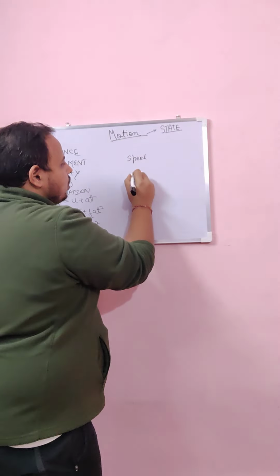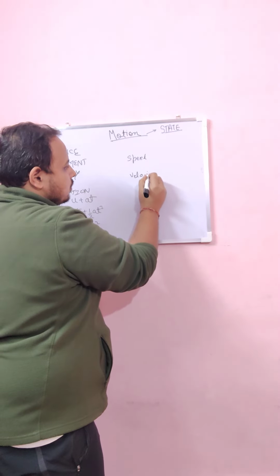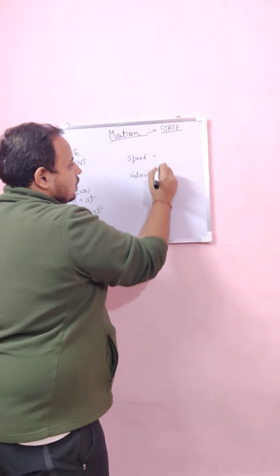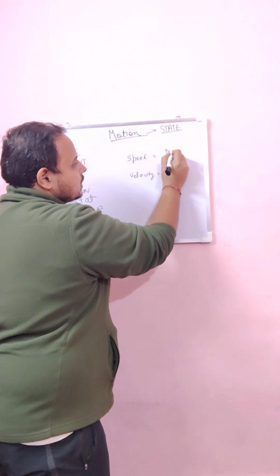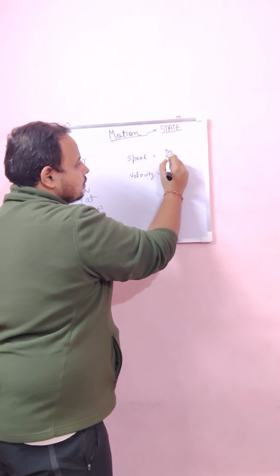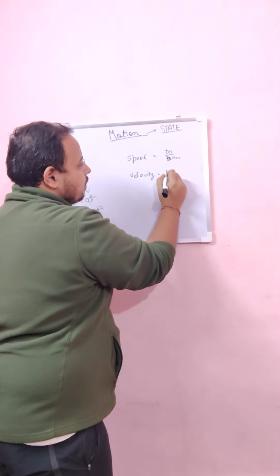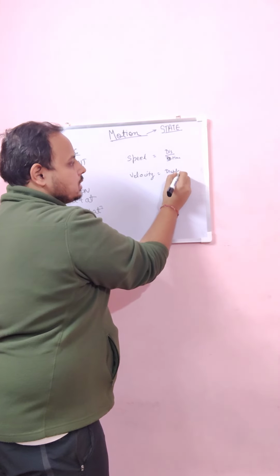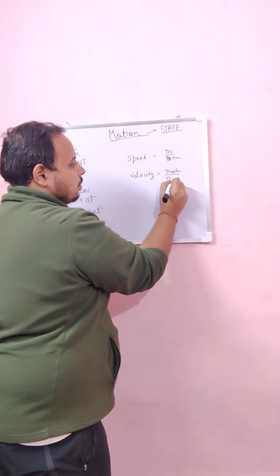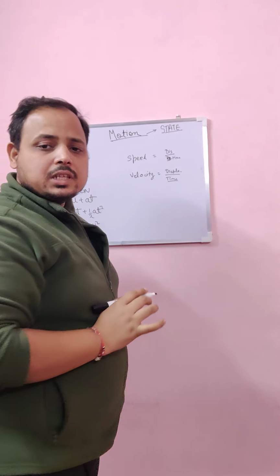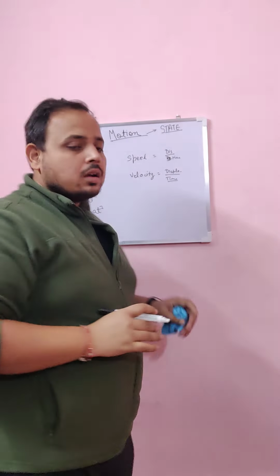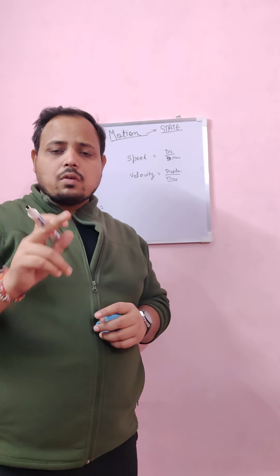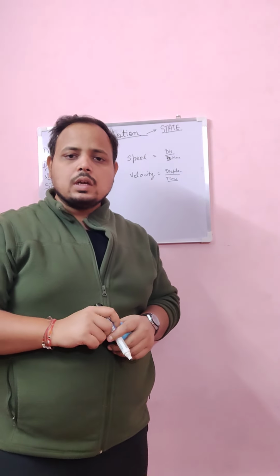So now coming to speed and velocity. Speed is equal to distance upon time, and velocity is equal to displacement upon time. I will discuss physical quantities in my next video.